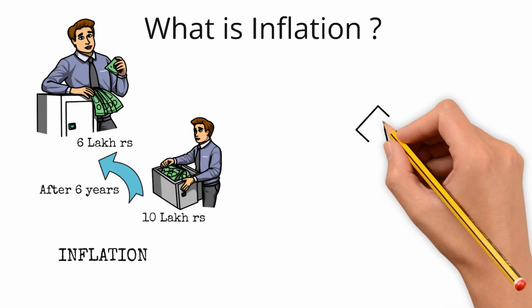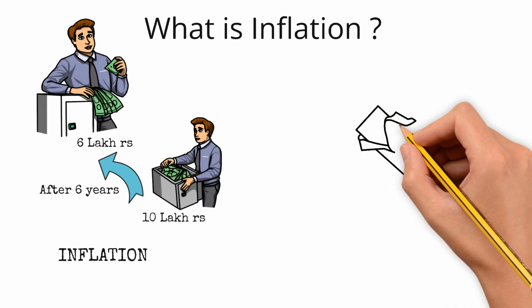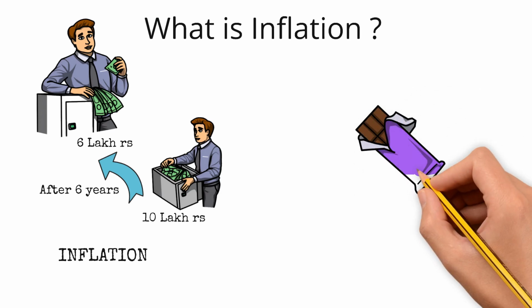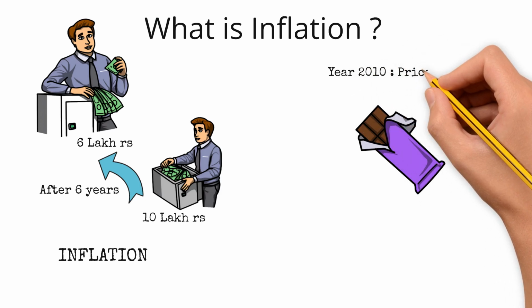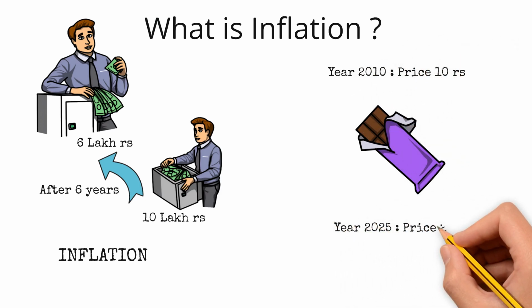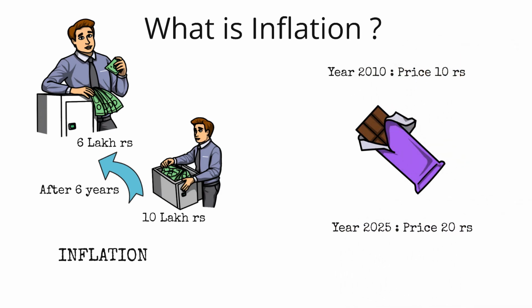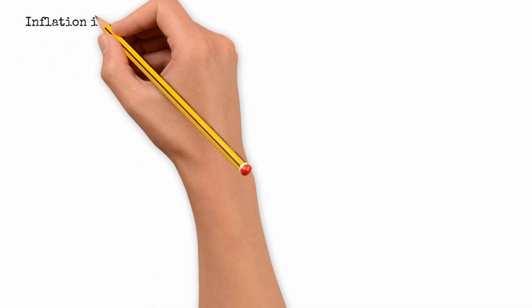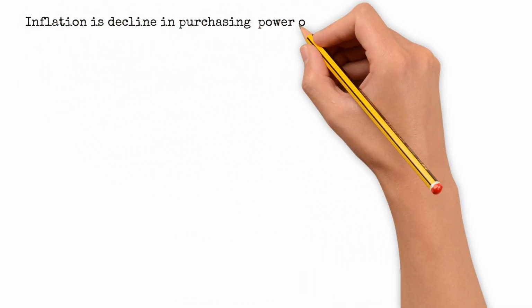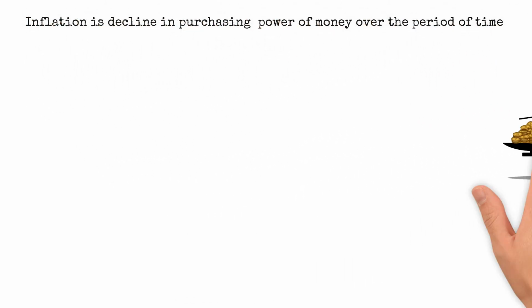When I was a kid, I used to buy one Kit Kat at 10 rupees. But now, after 15 years, for the same Kit Kat, I will have to pay rupees 20. So this is because of inflation. In simple terms, inflation is decline in purchasing power of money over the period of time.